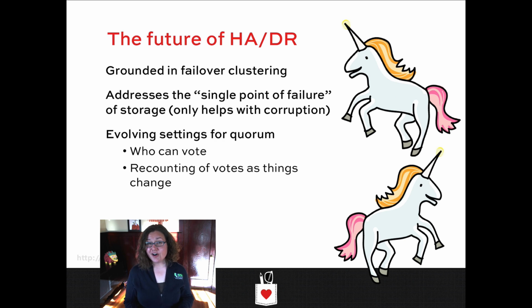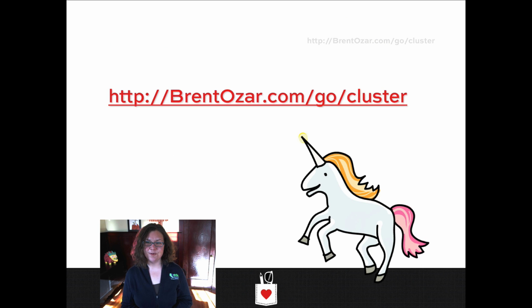We've also got evolving settings for Quorum in new versions of Windows Server that help us out in multi-node clusters with more and more nodes, and help do things like recalculate better if some nodes are offline. Reconfigures the population of possible voters, which is very, very cool.